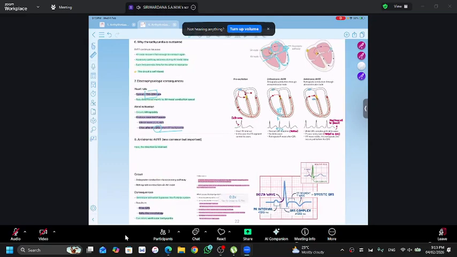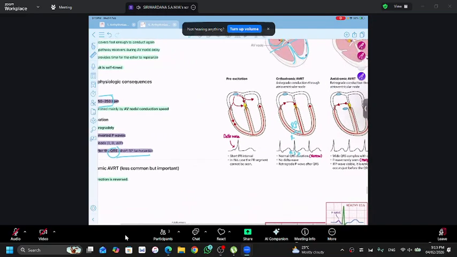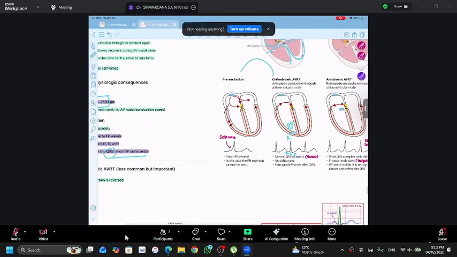The next thing we have to talk about before we go on to antidromic AVRT is another phenomenon called pre-excitation. Pre-excitation is a phenomenon that usually happens before an orthodromic AVRT develops.